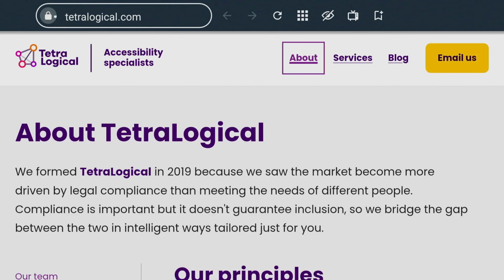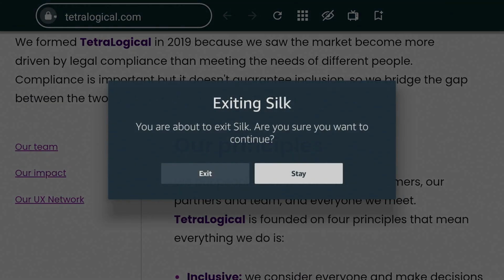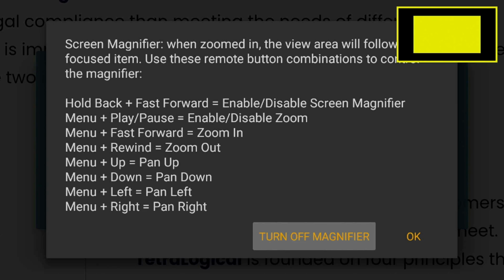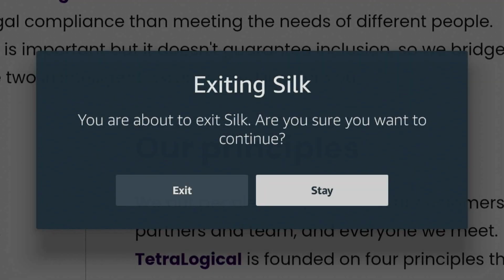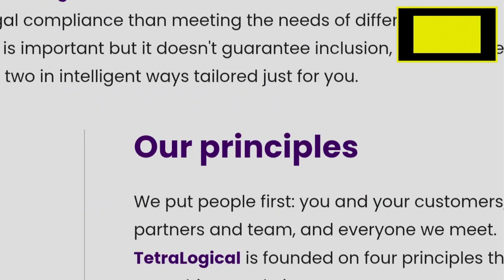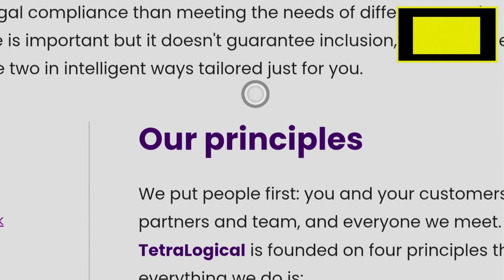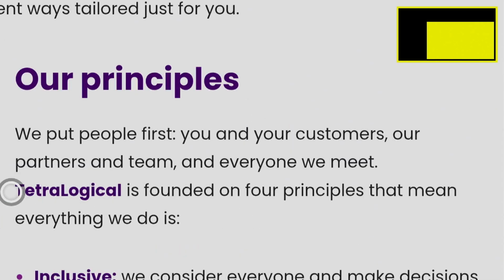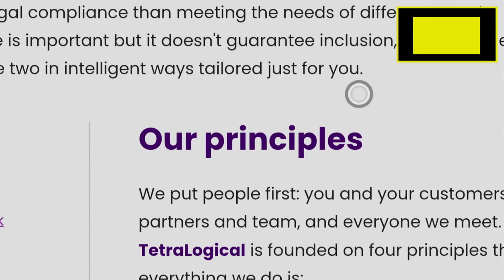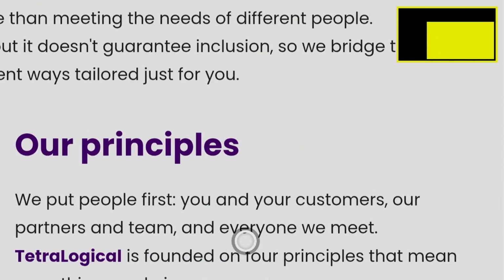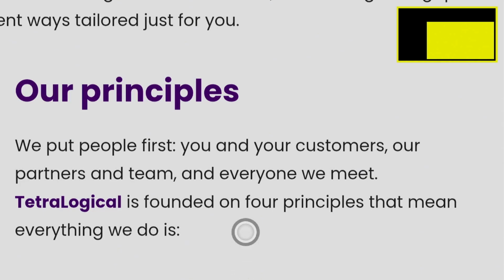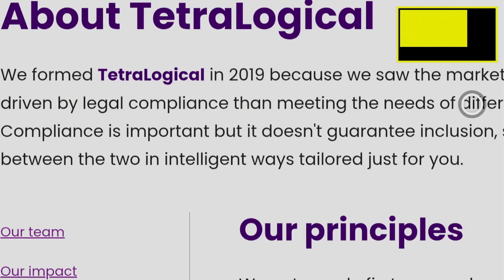And lastly, let's turn on screen magnification. Again, we get a dialog showing us the keyboard shortcuts. Let's just OK that. And yes, we're staying in Silk. Now, by default, again, we're navigating here with the cursor keys and we're moving the on-screen cursor. The screen magnifier tries as much as it can to keep the cursor in view.